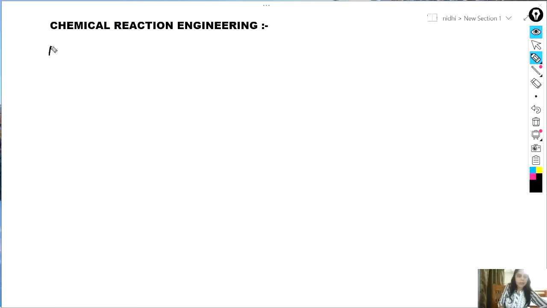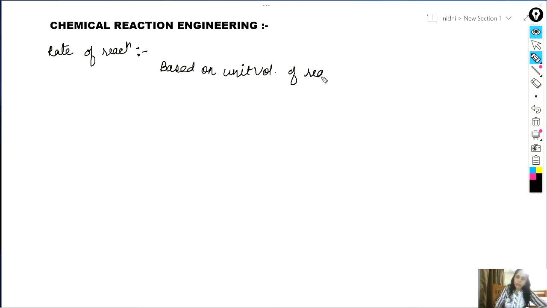Now let's talk about the rate of reaction. So what is rate of reaction? I have already told you what rate of reaction is. So we can write the rate of reaction based on unit volume. First one is based on unit volume of reaction mixture. Reaction mixture means it contains reactants, product and inerts.